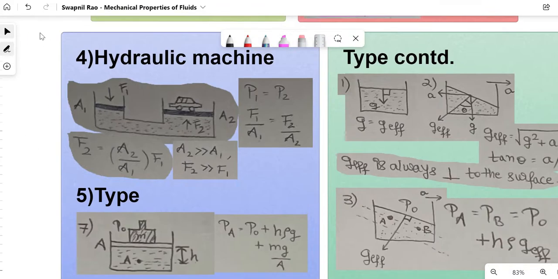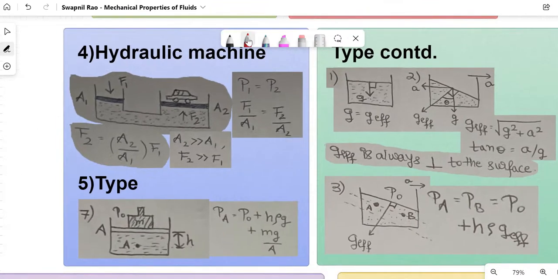And then we have the hydraulic machine, and in the hydraulic machine, as you can see, there is going to be this kind of a setup where this slab, as you can see, is the point of application of force F1, and it has, let's say, area A1.